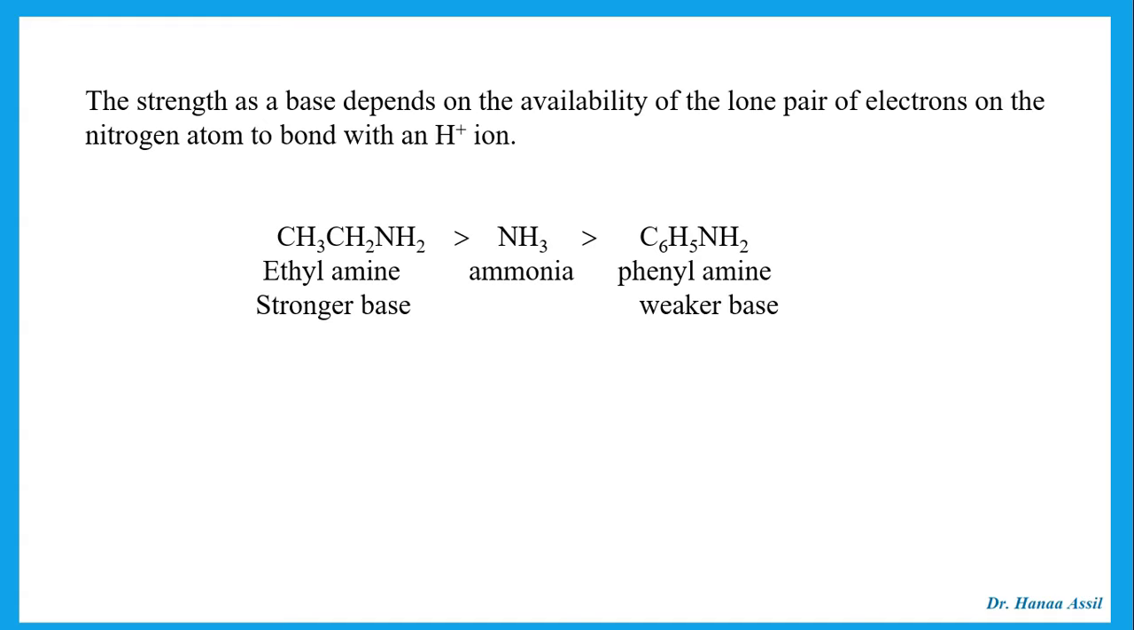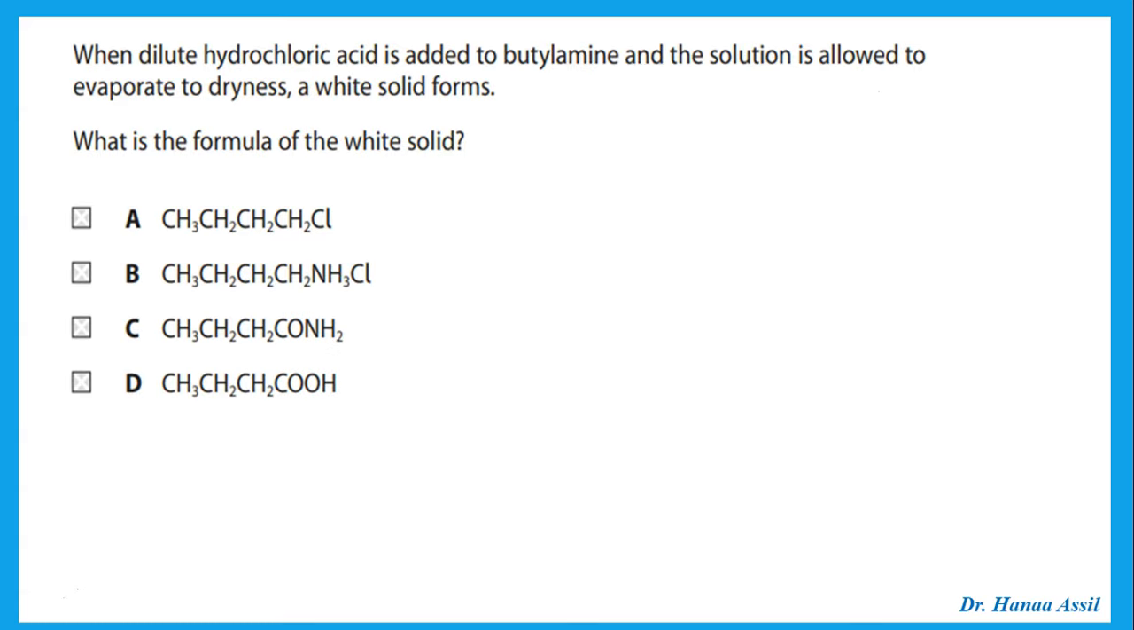The arrangement of the strength of a base, which depends on availability of the lone pair of electrons, means we have alkylamines are stronger bases than ammonia, and ammonia is a stronger base than phenylamine or its substitutes.